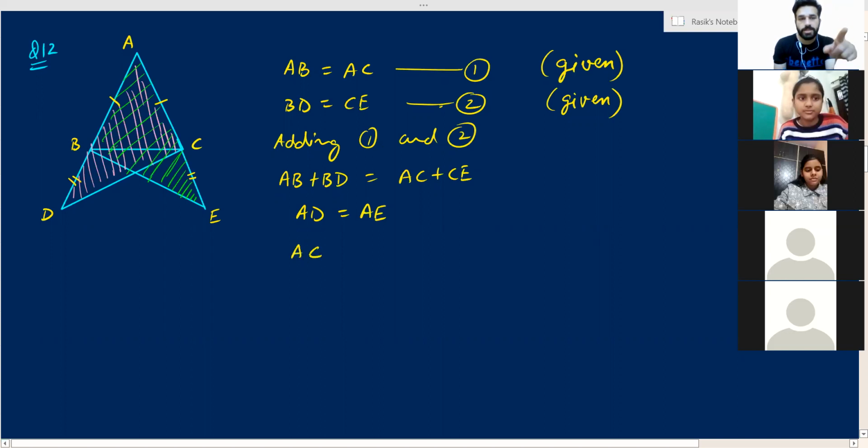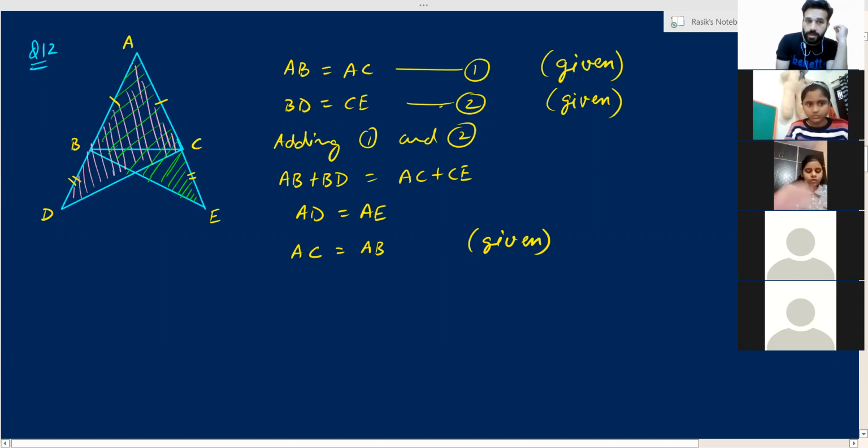Here, the side AC of triangle ADC, the pink triangle, and the side of the green triangle AB, they are equal, given. They are equal, already equal. And angle A again, as in the previous question, very similar to questions 10 and 11. Angle A, sorry, not B. Angle A is equal to angle A, common.